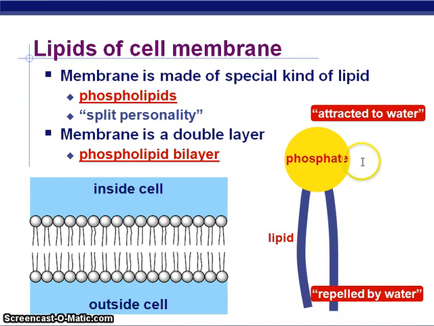So the phosphate, that part of the molecule, it's actually attracted to water. I don't know if you remember this from before, but to be attracted to water, that word is hydrophilic. So it likes being around the water. The lipid side is actually hydrophobic because fats don't like water, so it's repelled by the water.